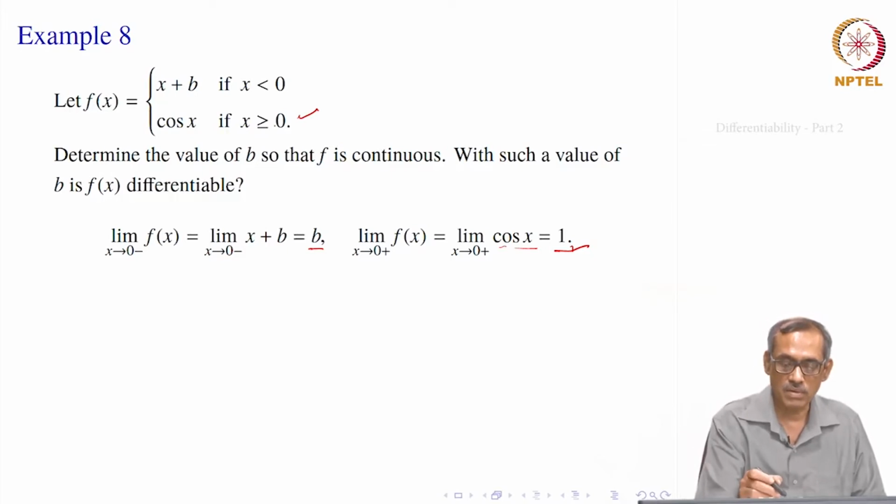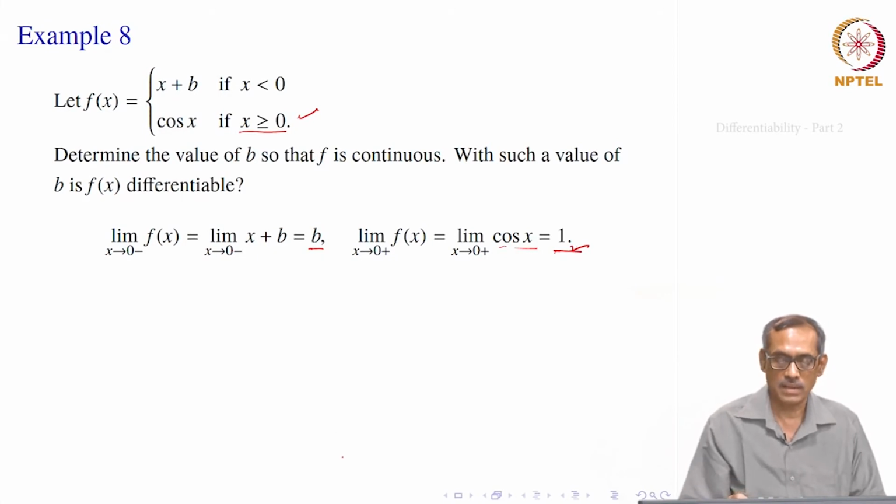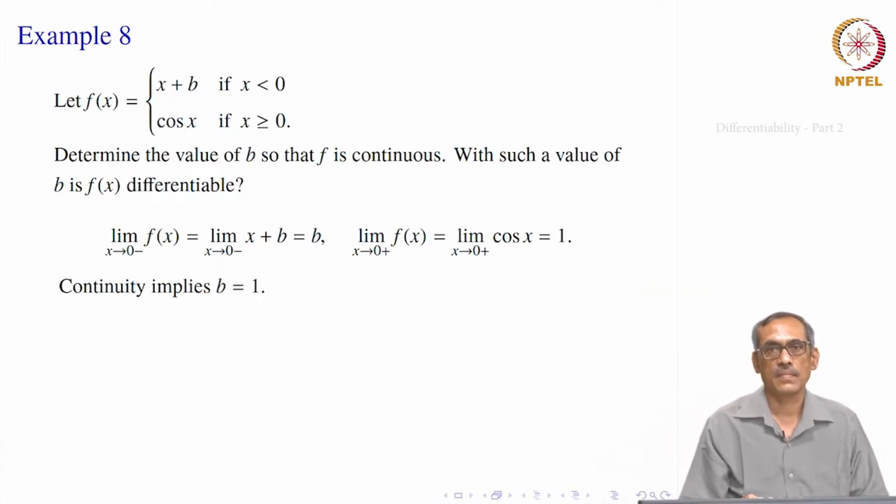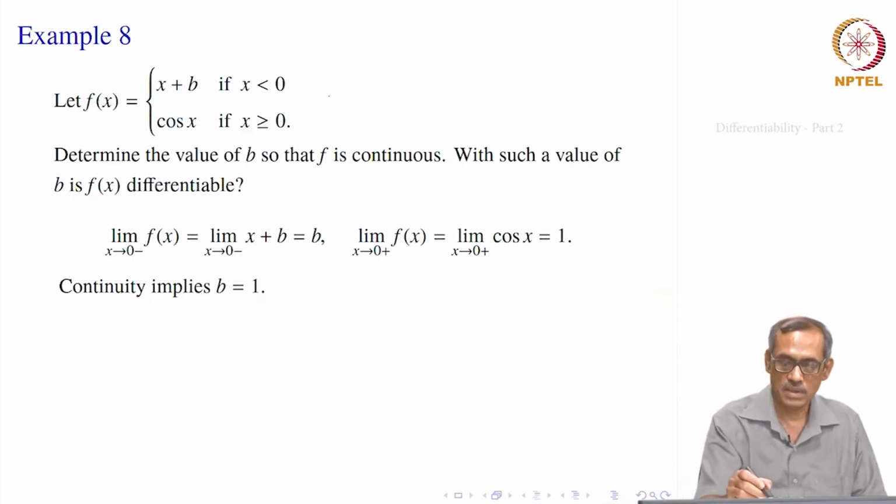So, now what is the functional value? f at 0, the second one is applicable. So, it is cos 0 which is 1, the same one. So, all that we get from this is b must be equal to 1, right. So, once b is equal to 1, our f is continuous.